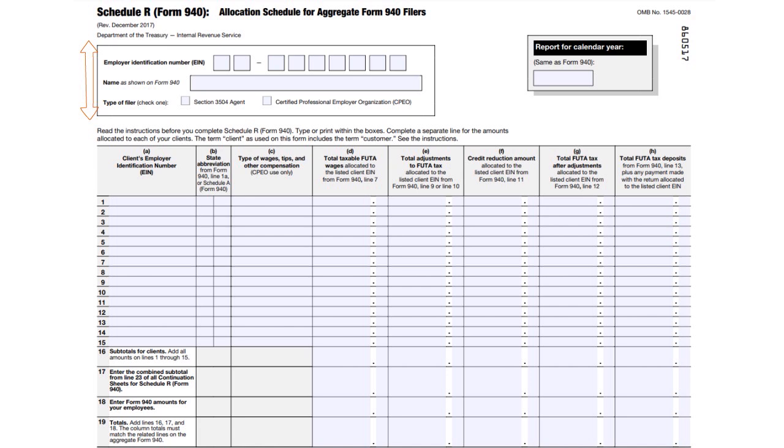So you can see that you have different columns. You have a client's employer identification number. You have the state abbreviation, the total wages, tips, and other compensation paid. If you have to mention the FUTA tax, and so on and so forth. Okay, and we are speaking here about the allocation schedule for aggregate Form 940 filers. This is really important to specify.